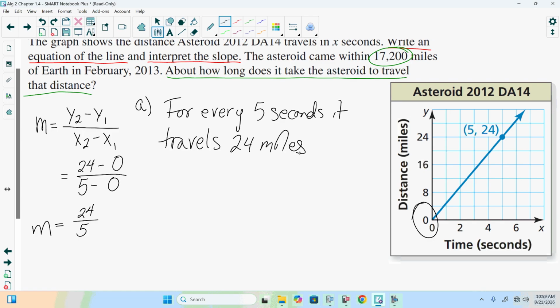There is not one answer for this. There are many. And as long as it is explaining the same thing, I will take it. Because we could have said for every 10 seconds it travels 48 miles. That still says the same thing, yes? I will not take for every 48 seconds it travels 5 miles. That is not what the slope is saying. So as long as it explains and tells me what the slope is, I will take it. Okay? Questions on explaining the slope or interpreting what the slope tells us? All right.